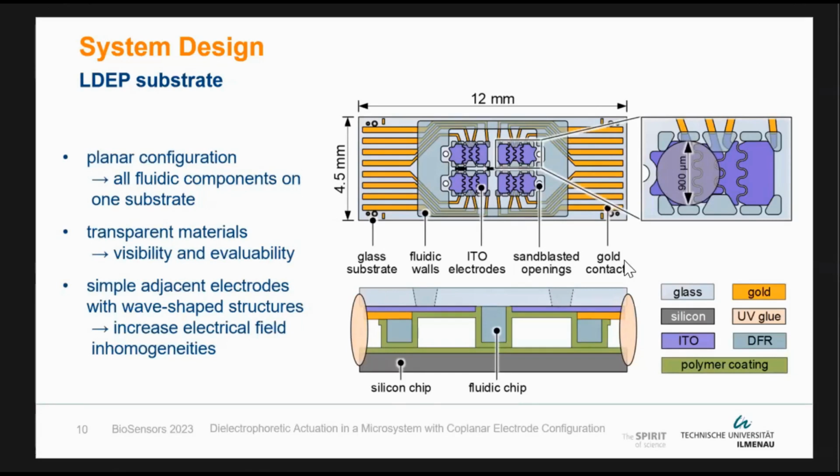So it's a glass carrier chip, and the electrodes to actuate the droplets are made from indium tin oxide. This is a transparent semiconductor, and fluid walls are made from a dry film resist. I will come back to this in the next slide when I show the fabrication. Very important for actuation is the coverage of the entire cell with a polymer coating that serves as an insulating and dewetting layer. So the dewetting layer increases contact angle and facilitates the droplet motion.